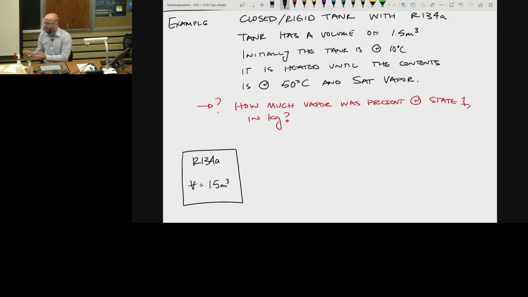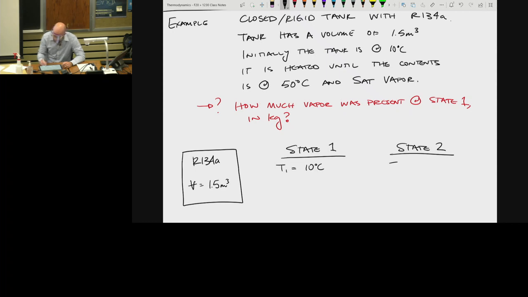And then I'm going to clearly set my states here. I'm going to say state 1. I'm going to put everything I know for state 1 and everything I know for state 2 into a list. So my temperature 1 is going to be equal to 10 degrees Celsius, and my temperature 2 is going to be equal to 50 degrees Celsius. And the other information they told me at state 2 is that I'm at a saturated vapor.